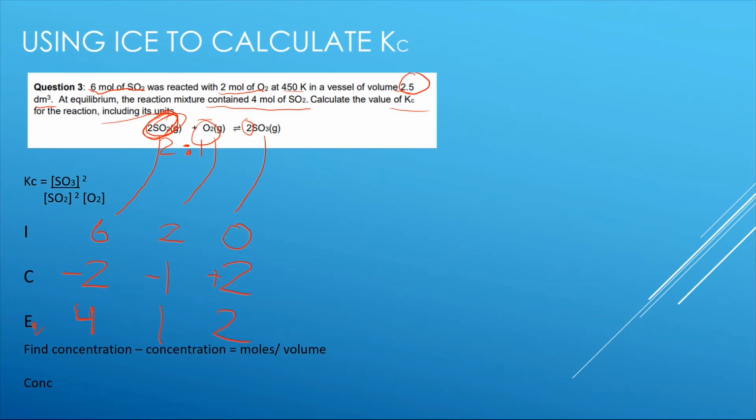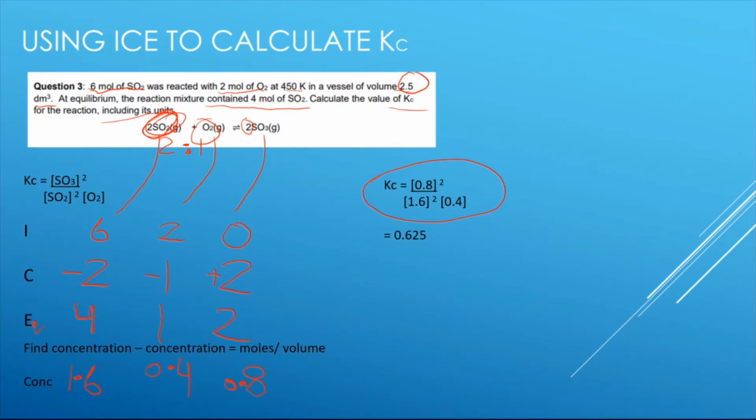So 4 divided by 2.5, sorry, I know that would be 1.6 moles per decimeter cubed. This is the concentration now. 1 divided by 2.5 is 0.4, and 2 divided by 2.5 is 0.8. So these are all the concentrations now. So then what we do is we simply substitute all of these into the Kc equation, because we've got the concentrations now. And we should get the answer, which will be 0.625.